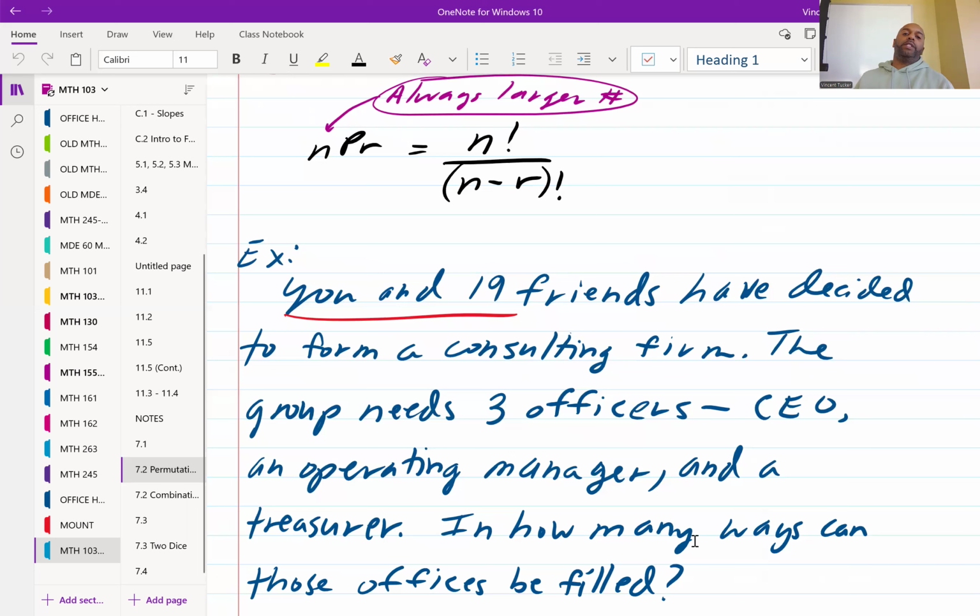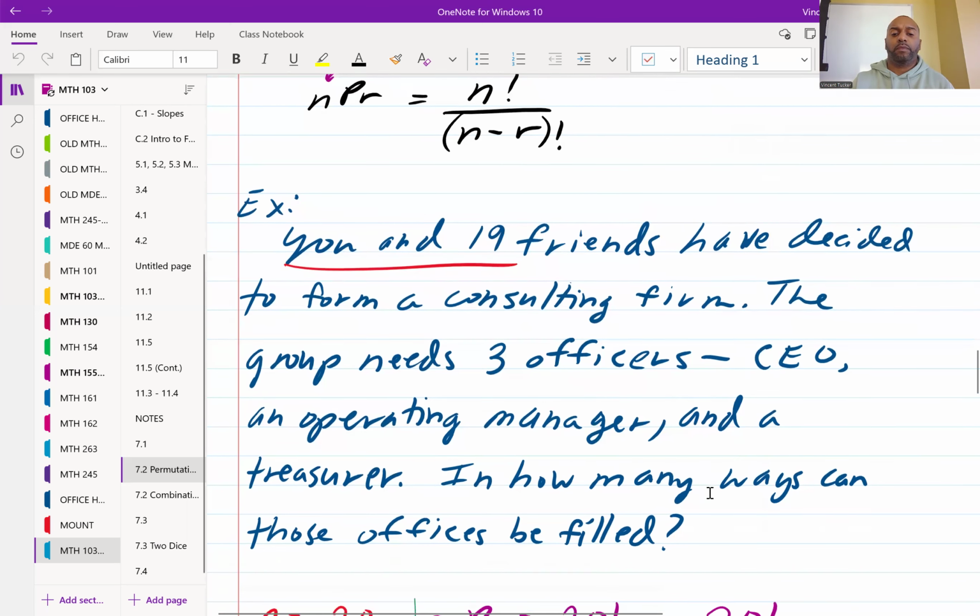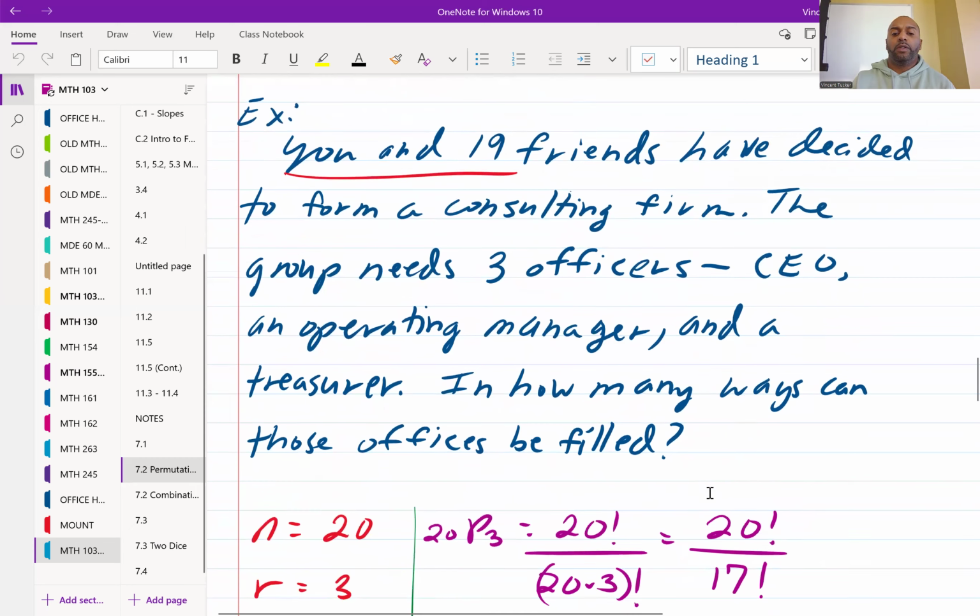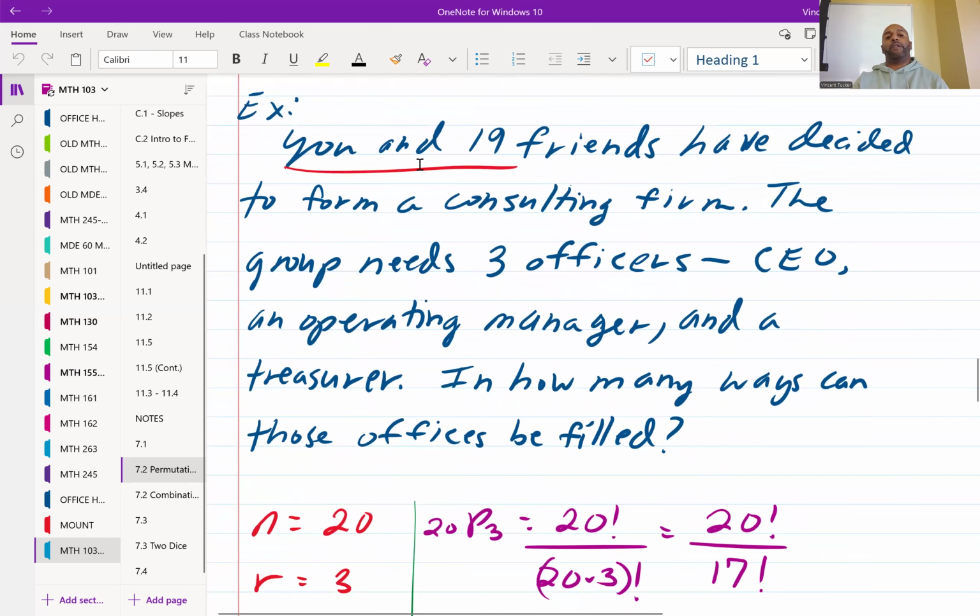All right, so when dealing with these types of problems, you want to figure out what is n and what is r. Remember, n is always going to be a larger number. r is what you're pulling out of that larger number. So when we look at this problem, it says you and 19 friends. A lot of times when people see this problem, they get caught up on the 19, but it's you and 19 friends. So that means 20 altogether. And we want to know how many different ways we can pull 3 out of the 20. So n is 20, r is 3.